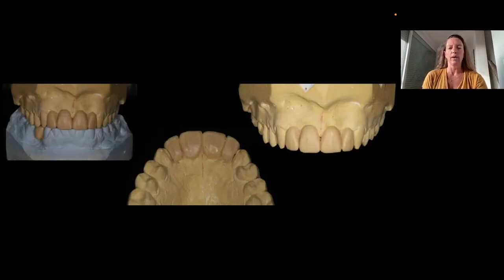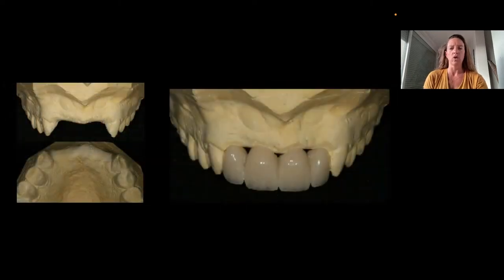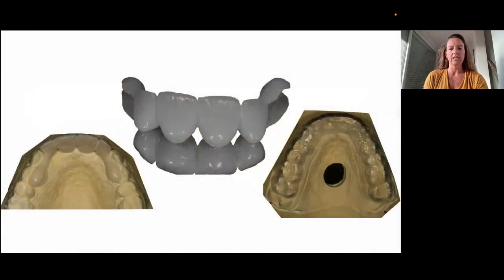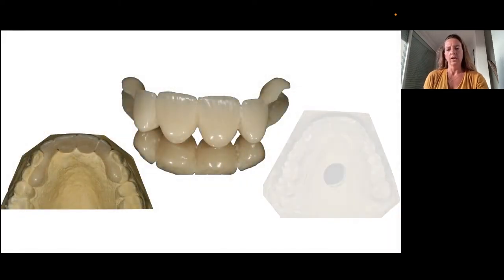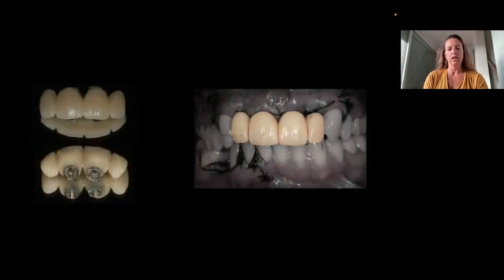We check the models, the teeth, how much space we have. We design the teeth. We make a diagnosis, and we can also make a surgical guide. And here, this is a very easy surgical guide to do. And we can then place our implants and our bridge, okay?